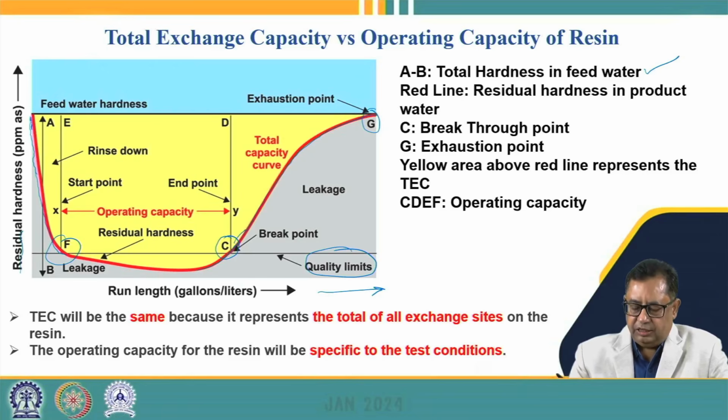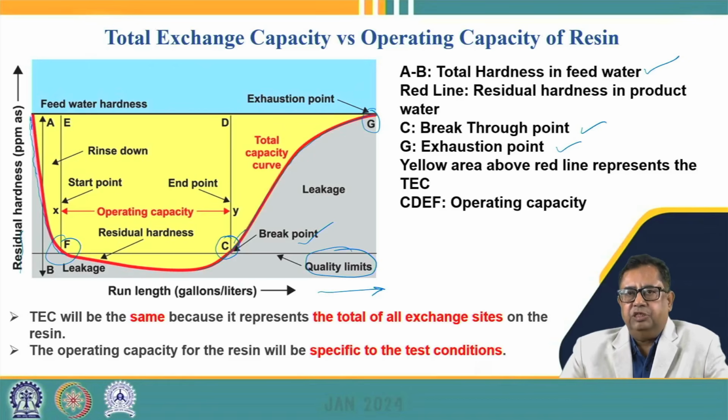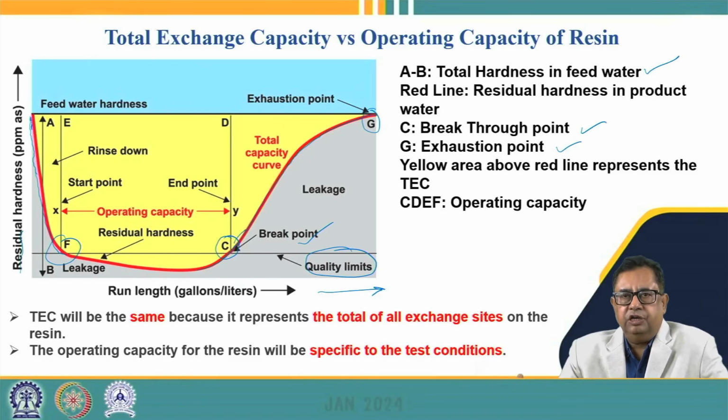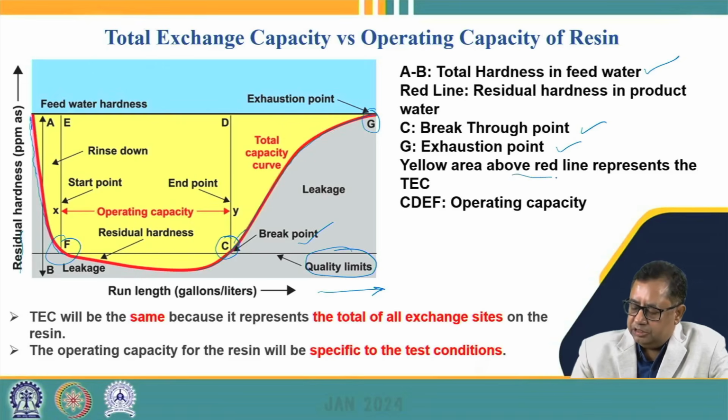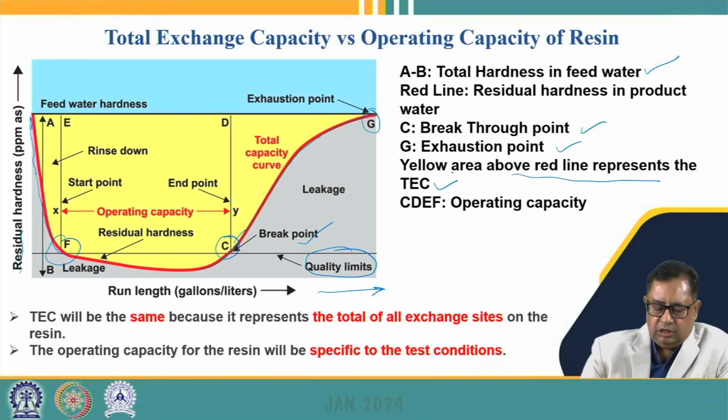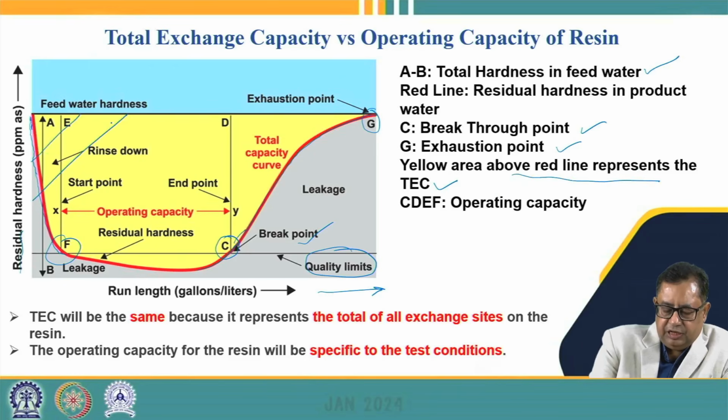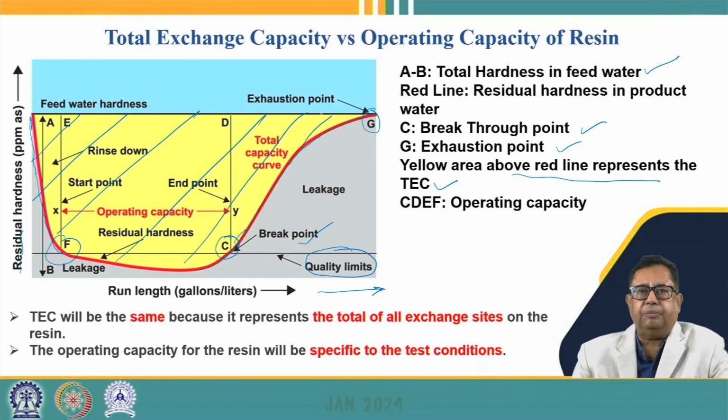So this means that our key point here is called the break point, where we have exceeded our quality limits, and the point G represents the exhaustion point, where the total capacity is now exhausted. Whatever resins are present have exhausted at this point, and that's why it is called the exhaustion point. And the yellow area, which is above the red line, represents the total capacity. For example, this area that I am shading, the yellow area, represents the total capacity of the ion exchange resin.